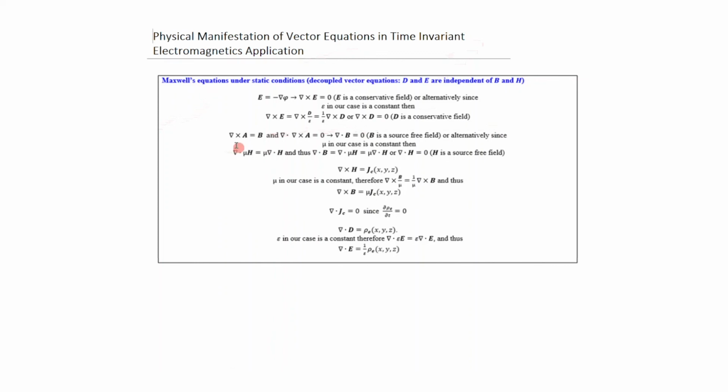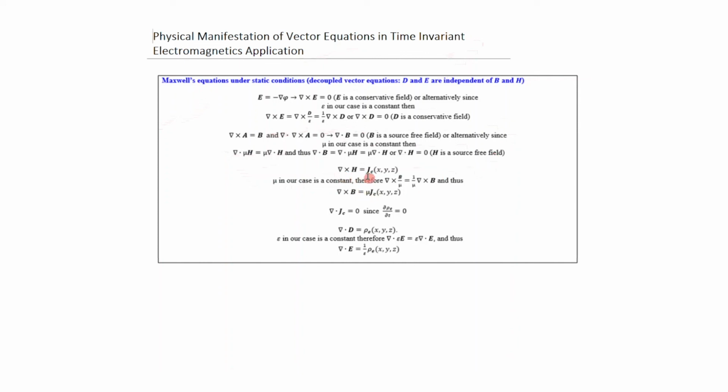Let's look at B. The curl of A equals B, and the divergence of the curl of A equals 0. Therefore, the divergence of B is equal to 0. B is a source-free field. Or alternatively, since mu in our case is a constant, then the divergence of mu H, being B, you can bring mu out because it's a constant, is equal to mu divergence H, and thus the divergence of B can also be written as the divergence of H being 0. So H is a source-free field.